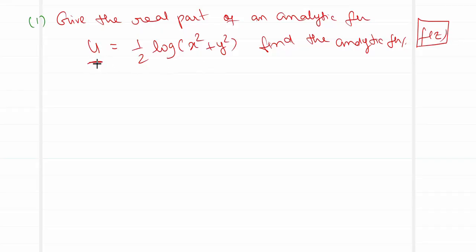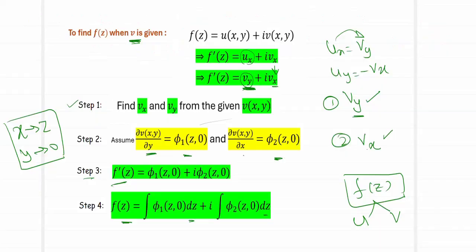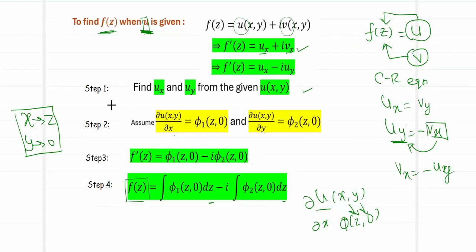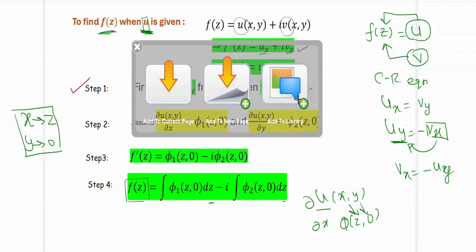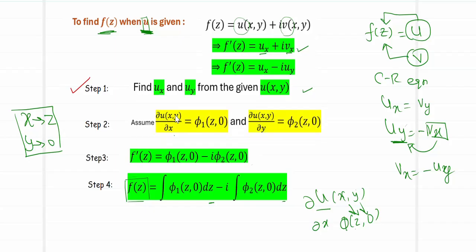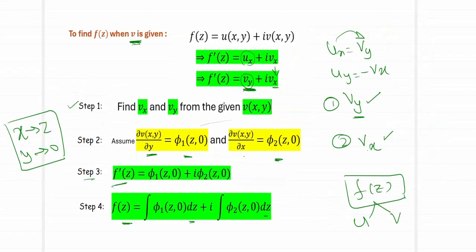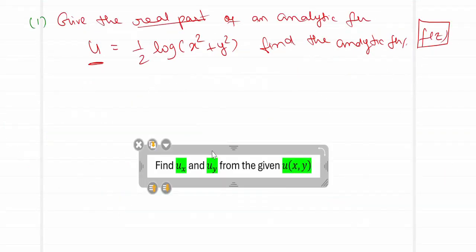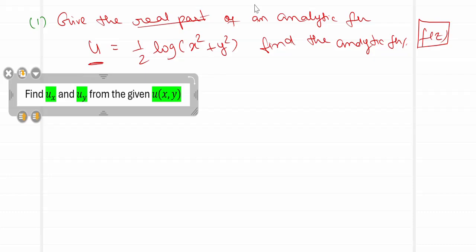I have been given with what? The real part u. So this now is going to be my first step. Okay, what is going to be your step 1? Compute ux and uy from the given u of x comma y. So let me do this. So what I am going to do over here, I am going to compute my ux and uy.